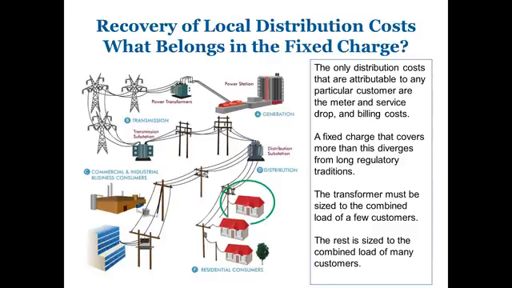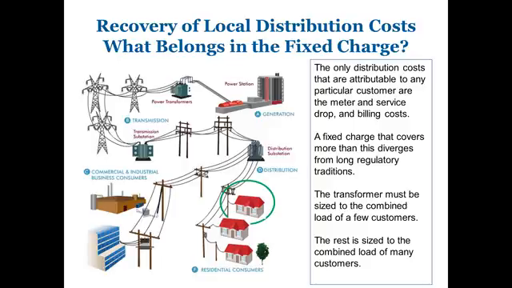So we're going to start with a diagram of a distribution system and target different pieces of it, starting with what really belongs in the fixed charge. The only distribution costs that are truly attributable to any particular customer are the meter, maybe the service drop, and the billing and collection costs. And I've circled here that that's just the part that's immediately at the customer premises. A fixed charge that covers more than this diverges from pretty long-held regulatory tradition.